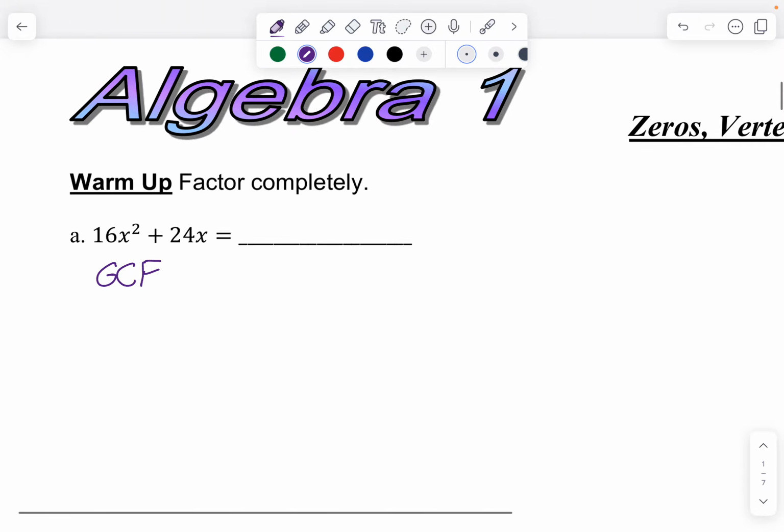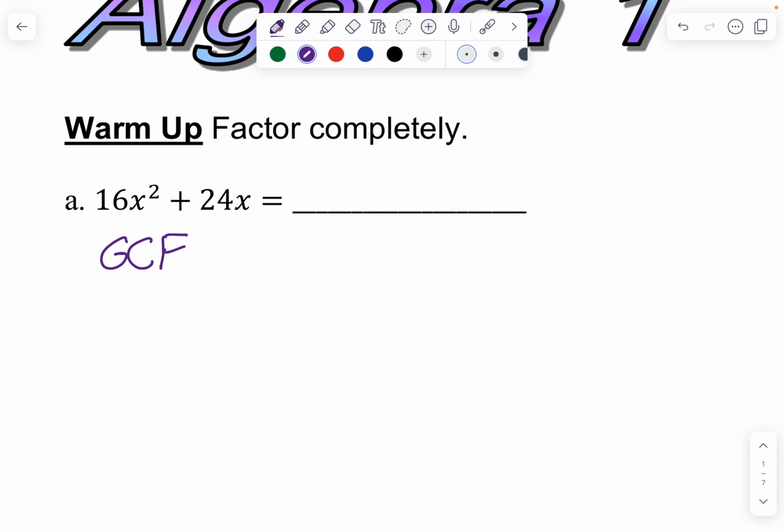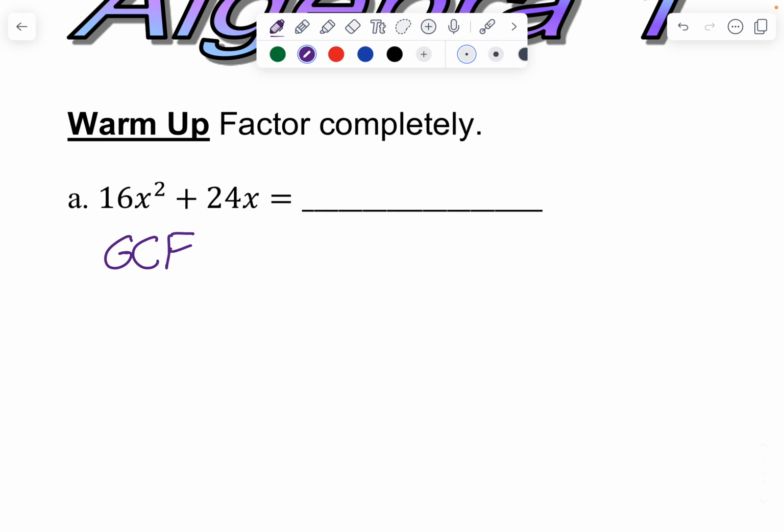So now hopefully you've been able to take a look at those. And if we look at the first one, GCF, you want to look to see what do both terms have in common. Well, the number 16 and the number 24 both have an 8 in common. And then an x squared and an x both have an x in common. So that's our GCF right there.